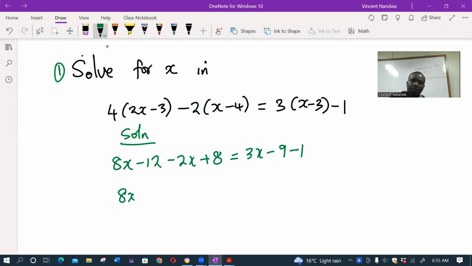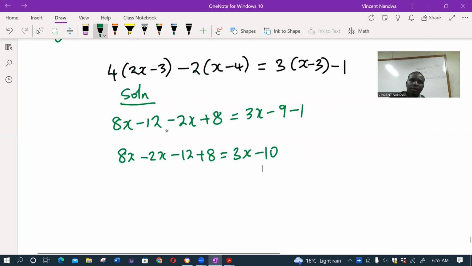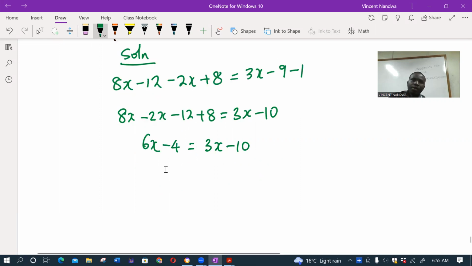So I'll have 8x minus 2x minus 12 plus 8 equals 3x, then minus 1 minus 9, which is minus 10. Then 8x minus 2x is 6x. Minus 12 plus 8 is minus 4. This is the same as 3x minus 10. So collecting like terms, we'll have 6x minus 3x equals minus 10. When minus 4 crosses the equal sign, we have plus. So we'll have 3x equals minus 10 plus 4, which is minus 6.